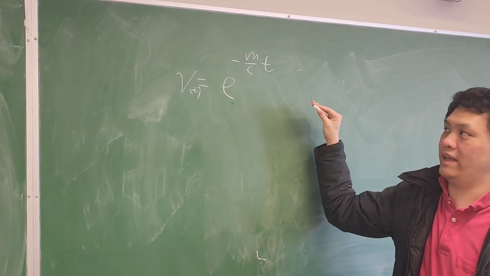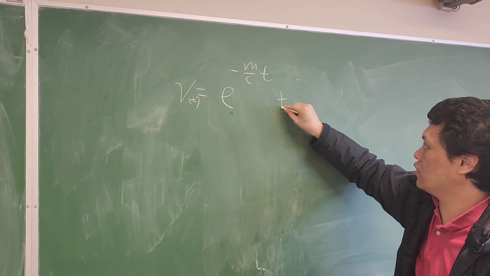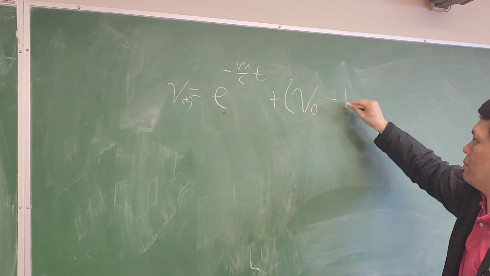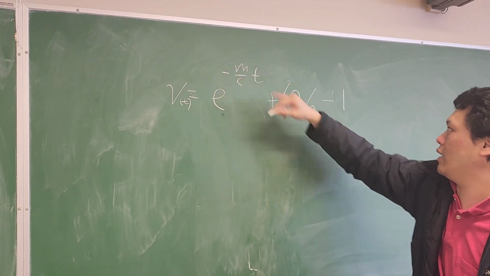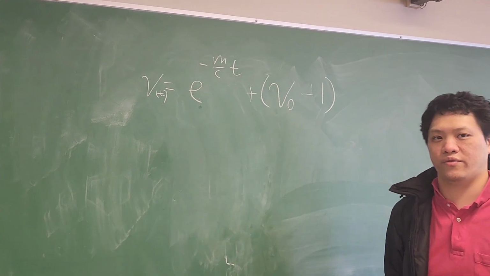There was a small mistake in the final calculation: I forgot to add the initial condition, so I should add the initial velocity v naught, because if t is 0, the exponential will be 1. So yeah, before this I should add the initial condition to the velocity equation.